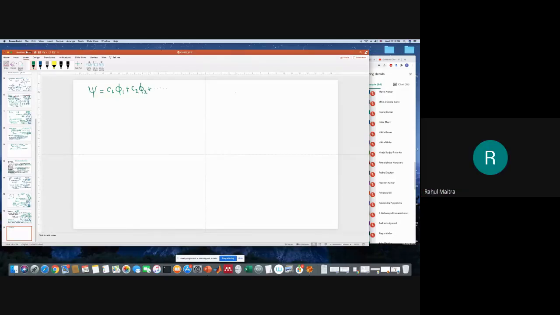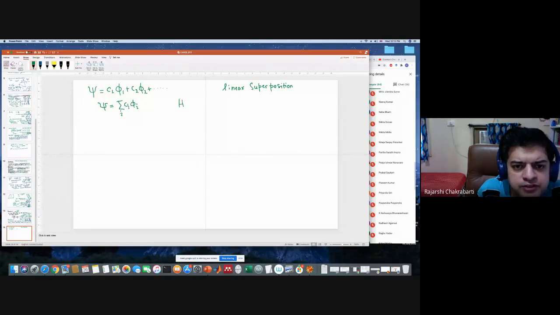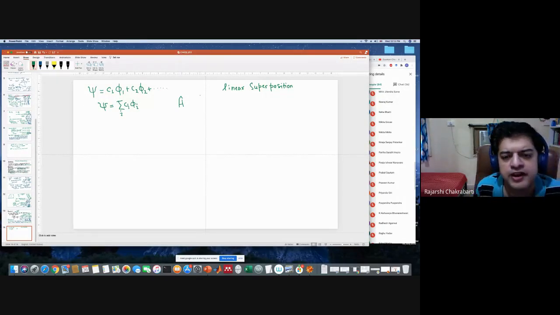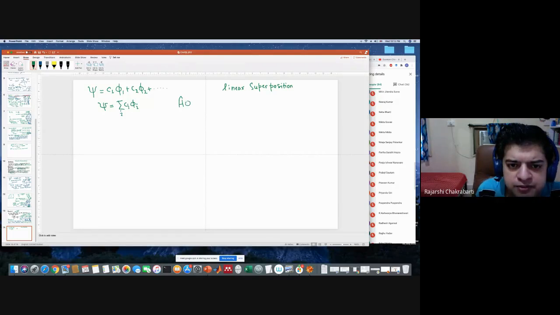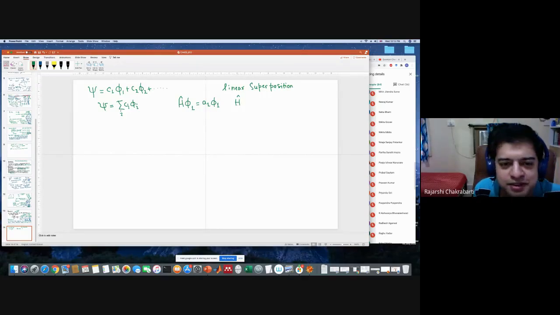So suppose you have two eigenvalue equations. Suppose H of phi1 gives you A1 phi1, and H of phi2 gives you A2 phi2. So A1 and A2 are the corresponding eigenvalues. So basically your psi is the sum over i of Ci phi i, and the Hamiltonian of your system is H, but all these phi's are eigenfunctions of H. It is not necessarily the Hamiltonian. You can have any operator. I'm just giving you an example.